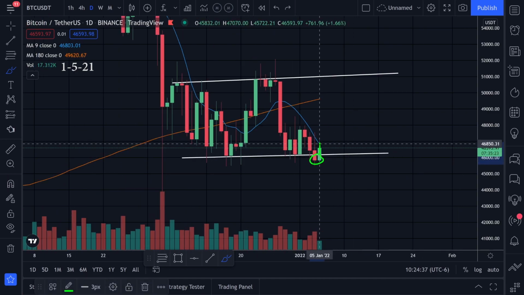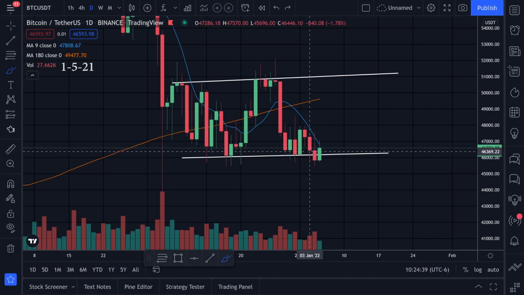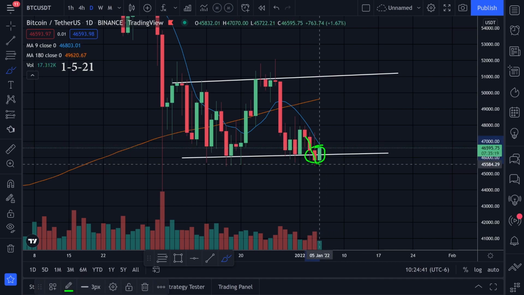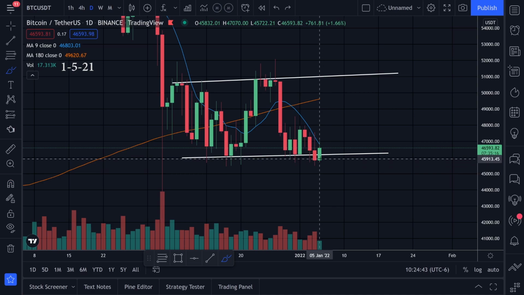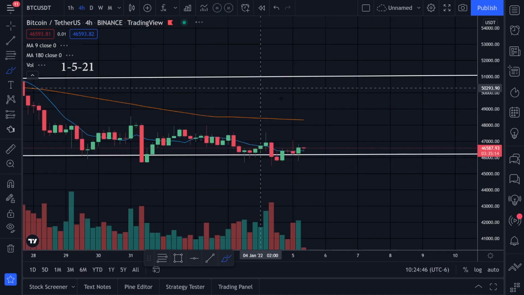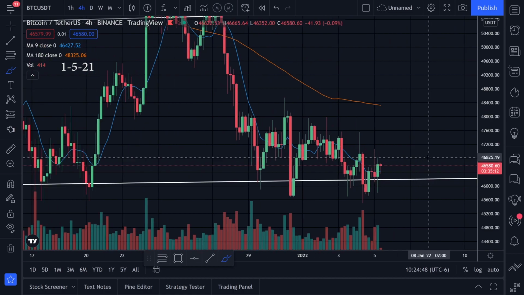but it does look like we're back above it right now. So I'm not really sure. I don't really like the way that we did break below it and then close above it, but we're gonna have to wait and see. I think if we jump over to the 4-hour time frame, this is the main thing that I'm watching.